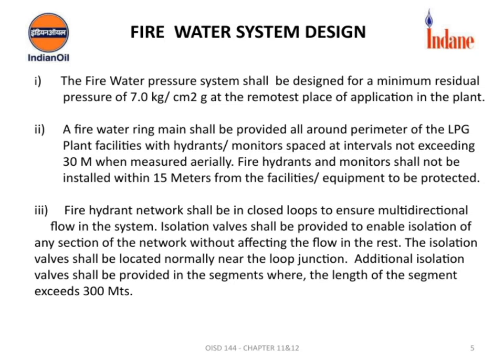Let's now look at the fire water pressure system as outlined in OISD 144, Chapters 11 and 12. The system must be designed to maintain a minimum residual pressure of 7 kg/cm2g at the most remote point in the plant. This ensures that, even at the farthest locations, there is sufficient pressure to deliver water effectively during a fire emergency.